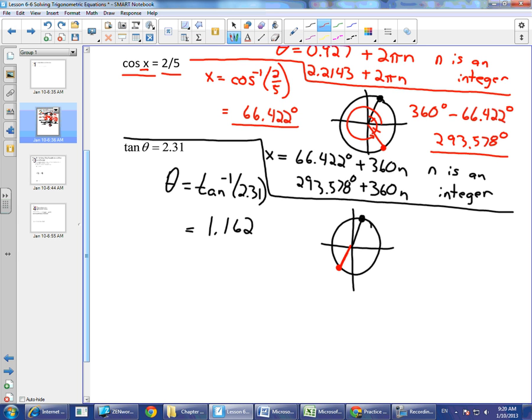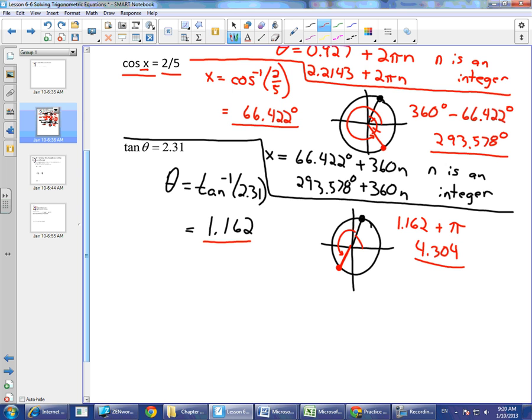Okay? So if I'm going to find the two answers between 0 and 2 pi, I'm going to take this original answer, 1.162, and because it's exactly half of the circle away, I'm going to add on half the circle in radians, which is pi. So my other answer in this case is going to be 4.304. Okay, these are the two answers between 0 and 2 pi.